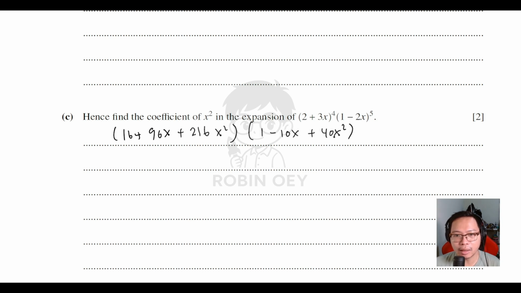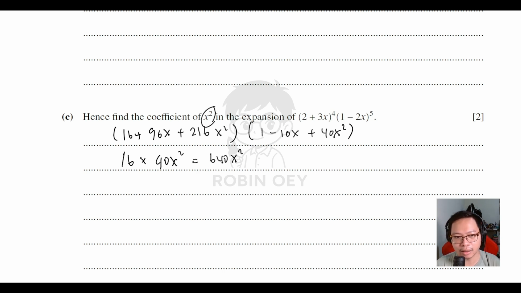Okay, once we got this, we just have to rearrange. So the result we want is x squared. So for example, 16 must multiply with some variable that has x squared to get the result x squared. So in this case 16, we just times 40x squared, which is 640x squared. Okay, so this is the first one.